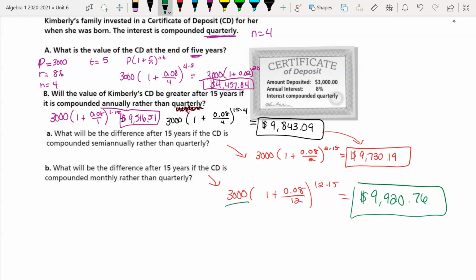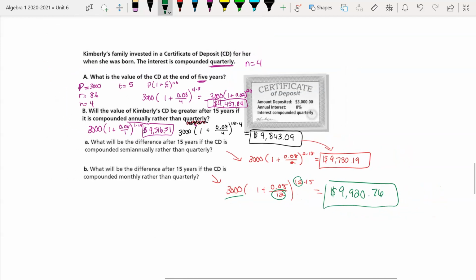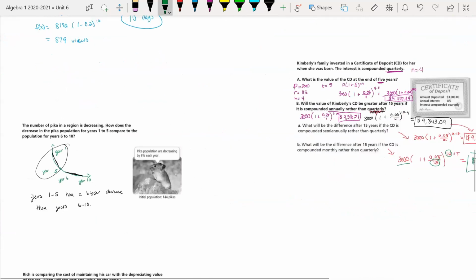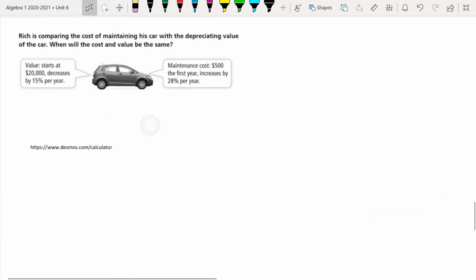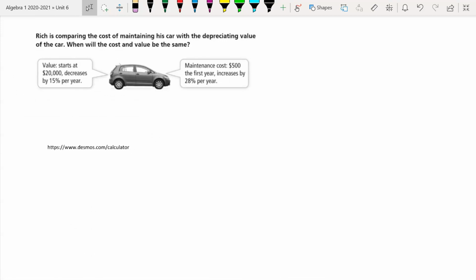Again, guys, the equations don't really change a whole lot except for your n usually changes, or your time, depending on the years they want to give you. Okay? So that's compound interest. And then lastly, there's one problem that I like to go over. It says, Rich is comparing the cost of maintaining his car with the depreciating value of the car. When will the cost and the value be the same?